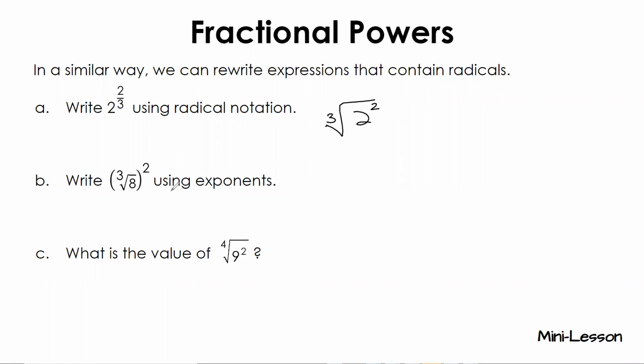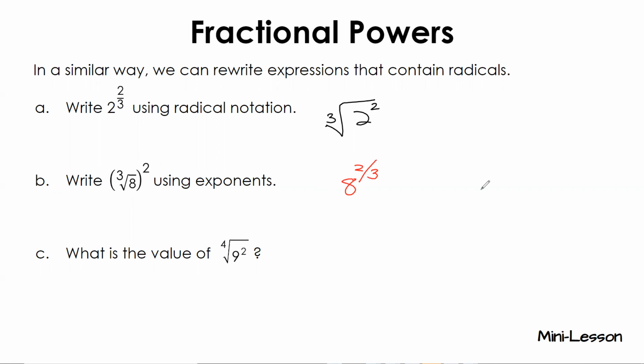On this next one, we're going to rewrite using exponents. So we're going to go backwards, essentially. We've got this little 3 in the cubby hole, we've got an 8 down here, and then we've got 2 as our exponent. So we're going to have 8, raised to the 2nd power. And that 3 in that little cubby hole, we're going to put as our denominator.